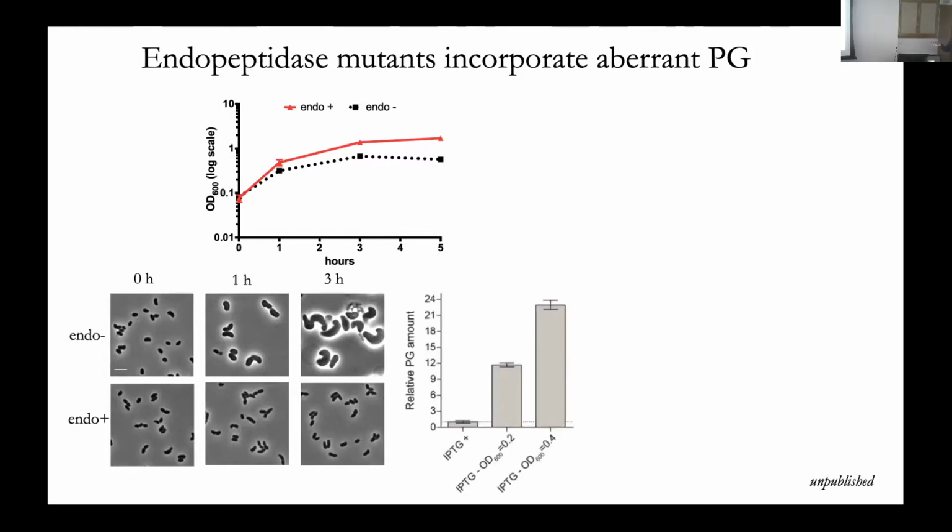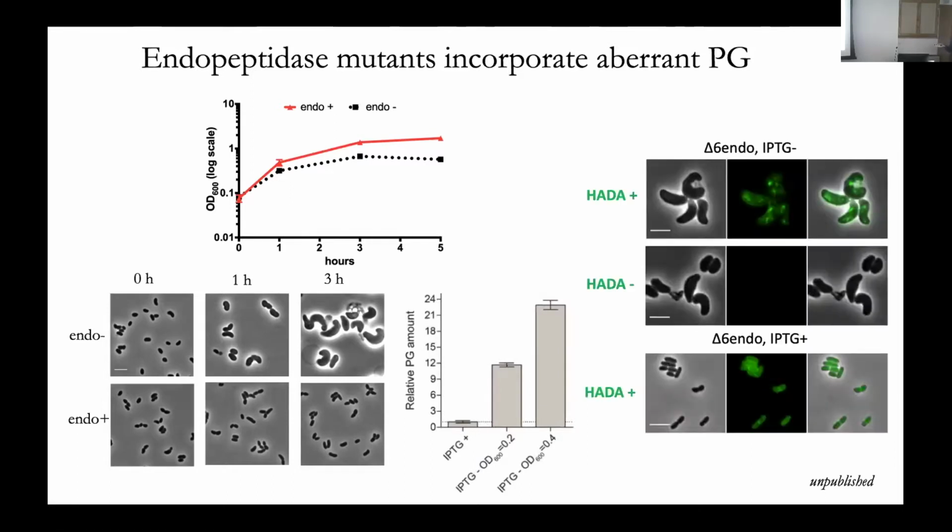We can measure that. We have indeed more cell wall material. And we can also visualize the cell wall material with a fluorescent cell wall stain. And indeed, these things still incorporate cell wall material, but it looks aberrant. So normally you would expect something like that, where the cell is evenly fluorescently stained. But in these endopeptidase depletion mutants, you just have this accumulation of bright spots.